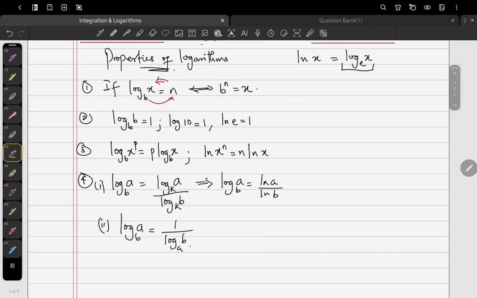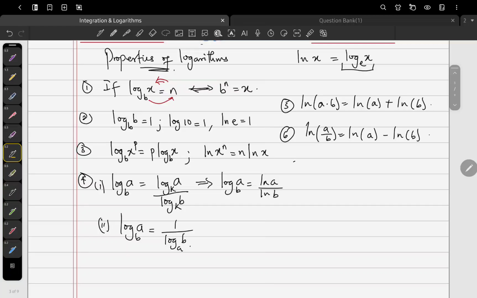Then some common ones about sum and product. The natural log of a times b is equal to the logarithm of a plus the logarithm of b. And we also have that the logarithm of a divided by b is equal to the logarithm of a minus the logarithm of b.